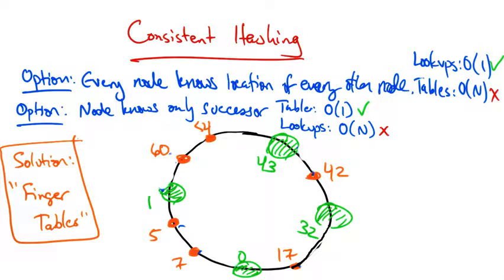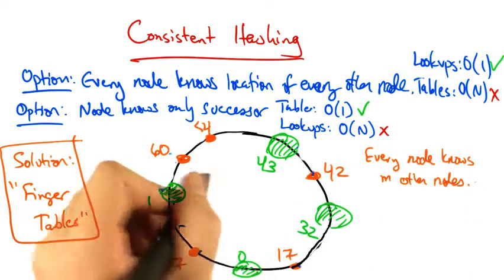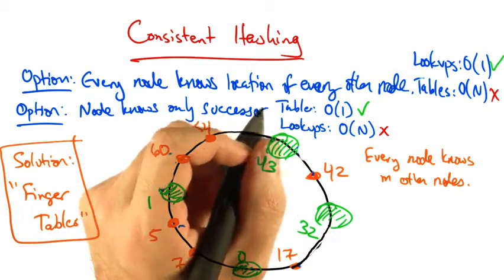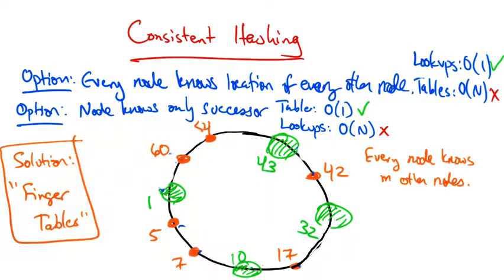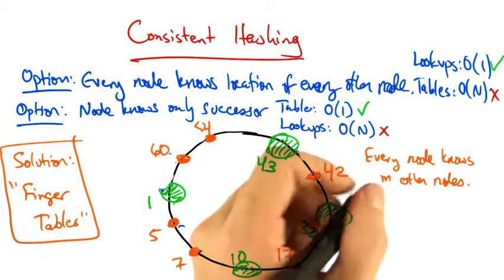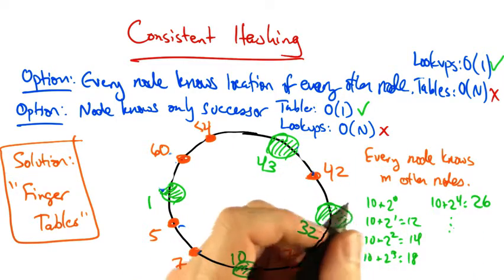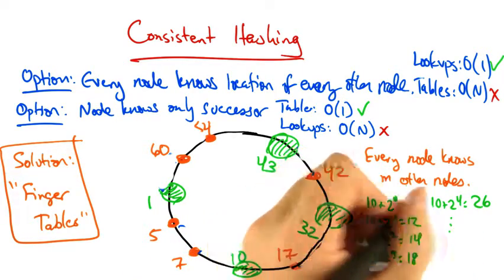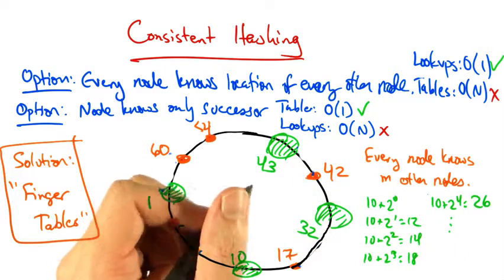A solution that provides the best of both worlds is called finger tables, where every node knows m other nodes in the ring, and the distance of the nodes that it knows increases exponentially. So for example, node 10 would maintain mappings for 10 plus 2 to the 0, 10 plus 2 to the 1, and so forth, where finger i points to the successor of n plus 2^i.